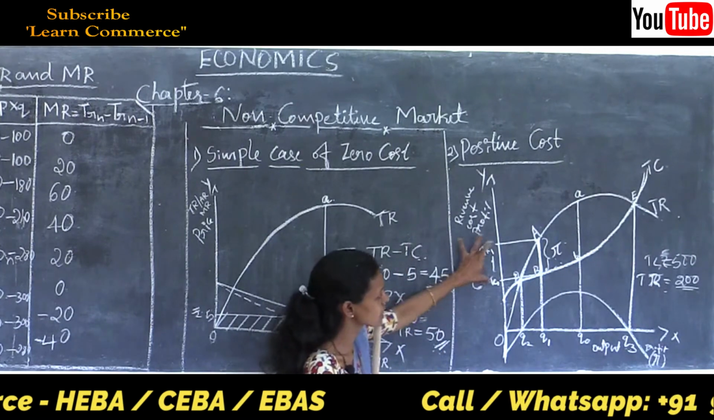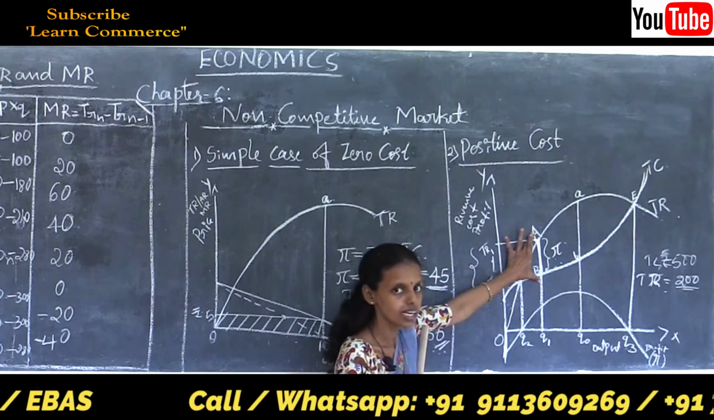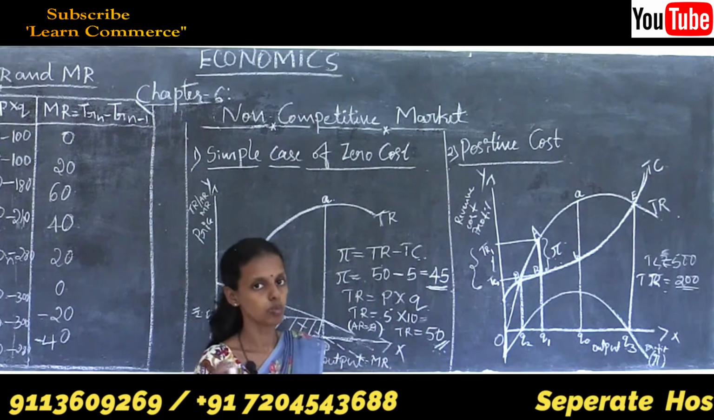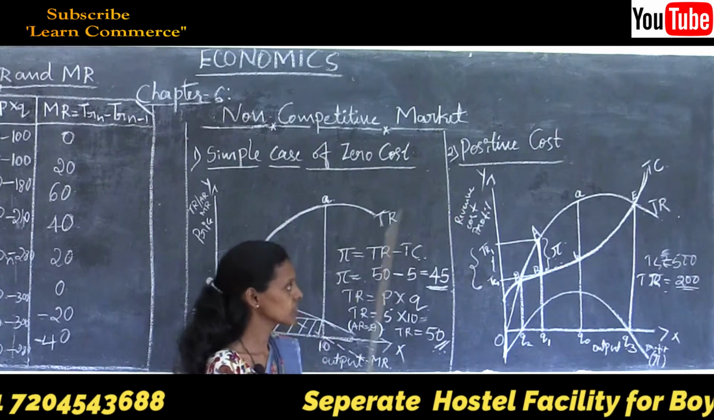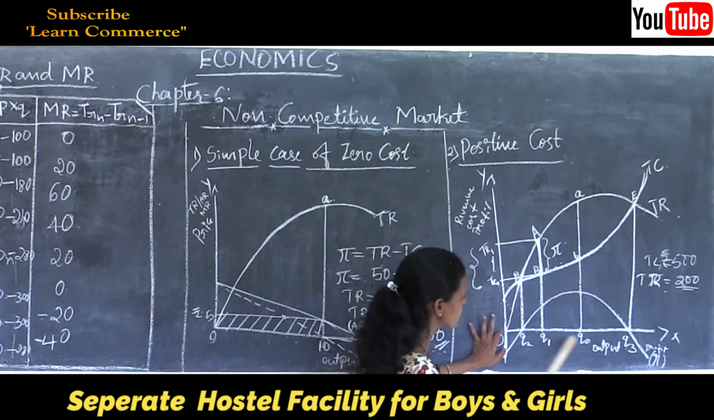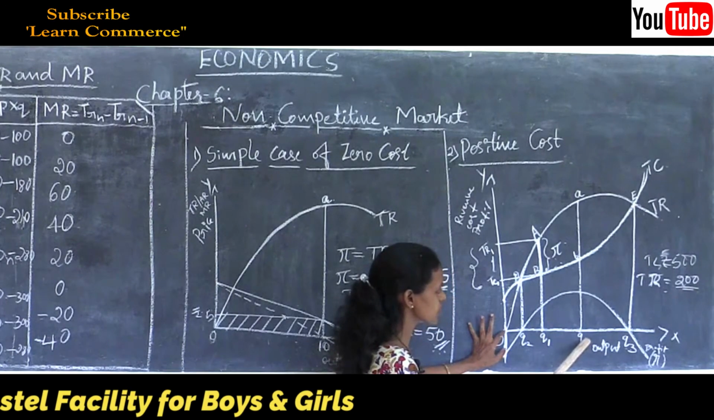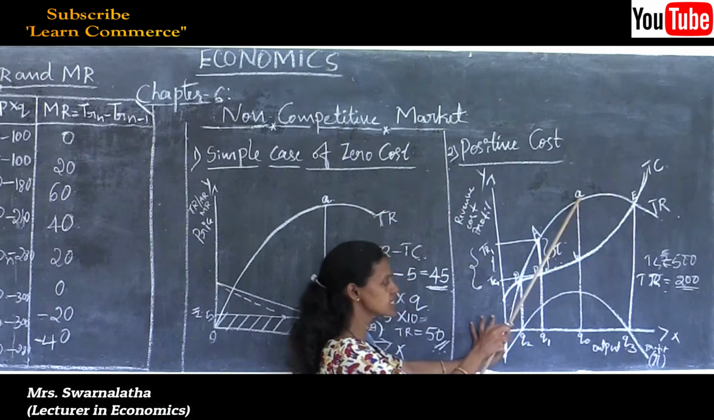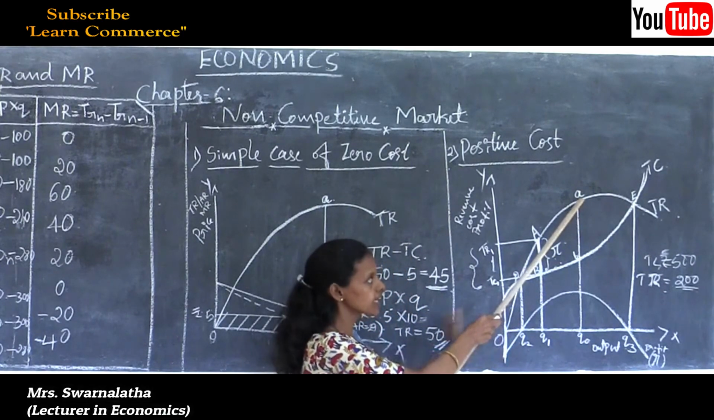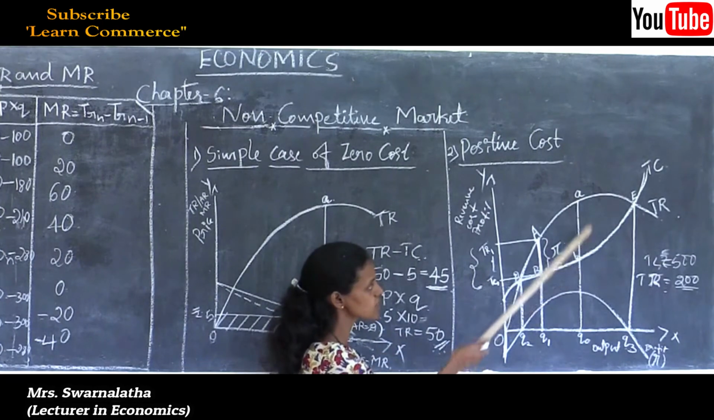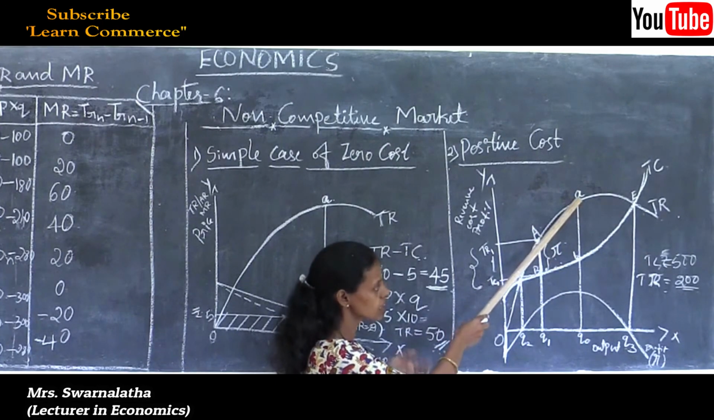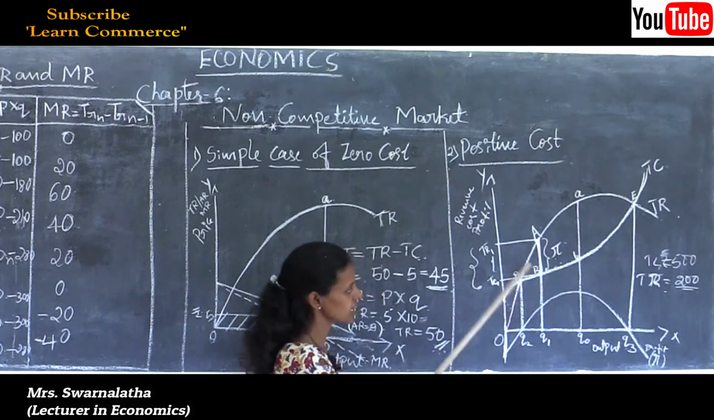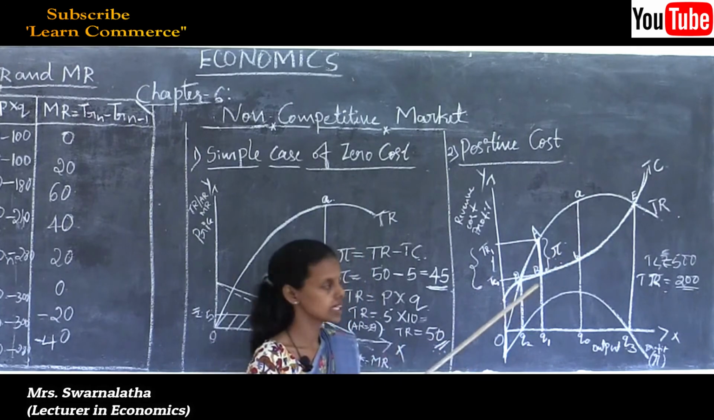TR minus TC, you can see at A to B, this vertical distance line. This vertical distance is the profit of the monopoly firm in the short run. For example, as the quantity produced is OQ naught, the firm is going to get the maximum total revenue. Again, the total cost curve lies below the total revenue curve, which means total revenue is more than the total cost, so it is the profit area of a monopoly firm in the short run.